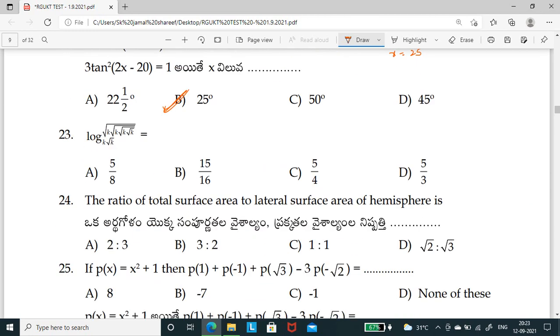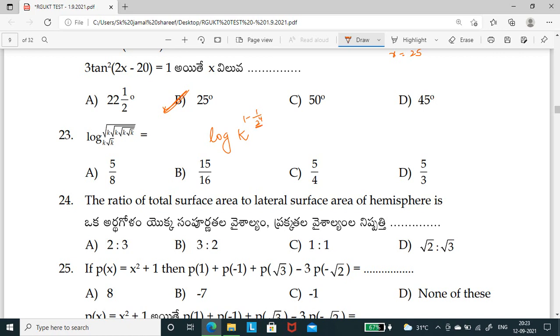23. So log of root k into root k into root k into root k. So how many roots are there? Totally 4 roots are there. Then directly you can write it as log k power 1 minus 1 by 2 power 4. So how many roots are there? 2 power, that much you need to write here.